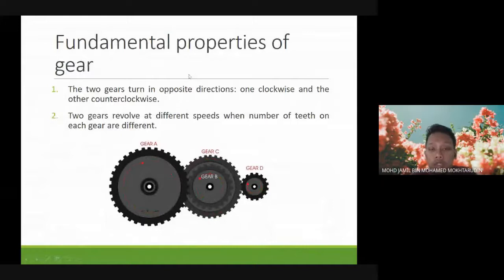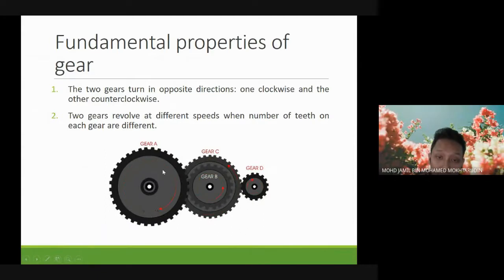Okay, let's look at some properties of gears. The two gears will turn in opposite directions. So if one gear, let's say gear A, turns clockwise, then the gear connected to it, let's say gear B, will turn the other way around, counterclockwise or anti-clockwise. But if two gears are connected on the same shaft or the same axis, like for example gear B and gear C, they will rotate in the same direction.